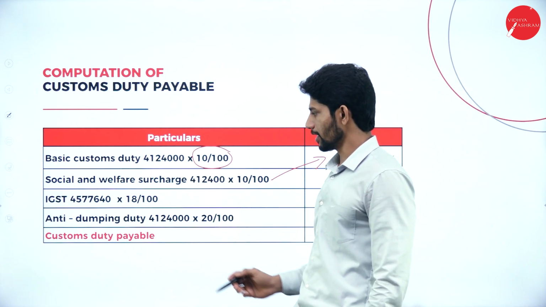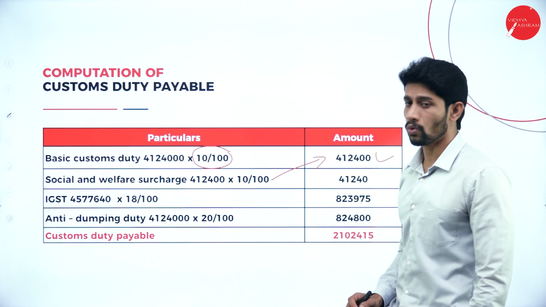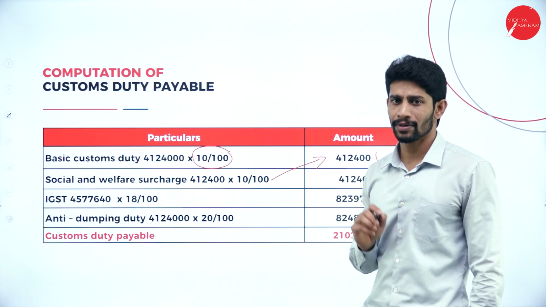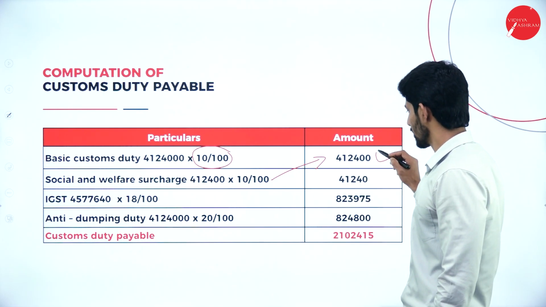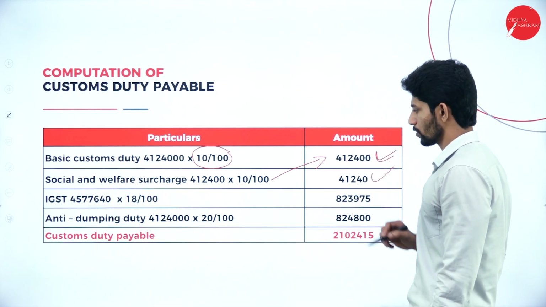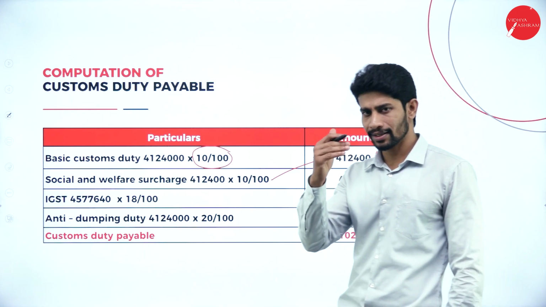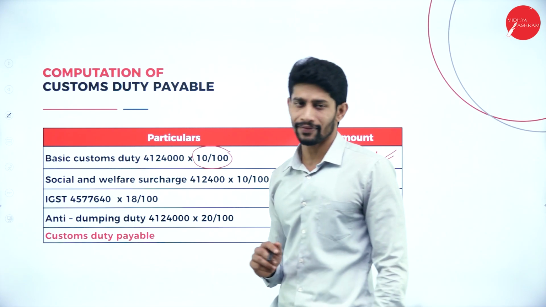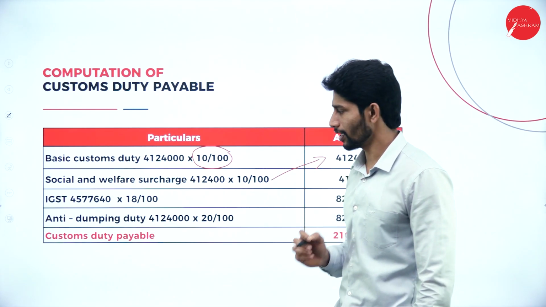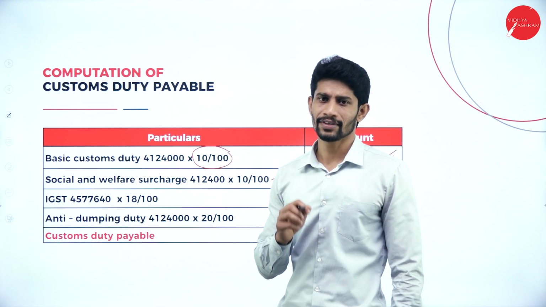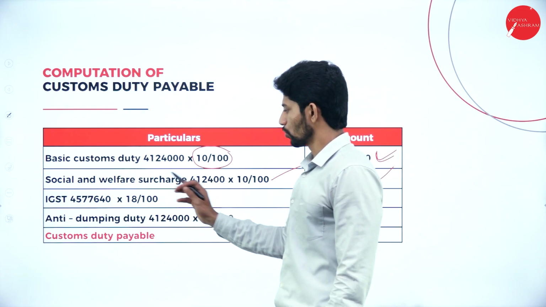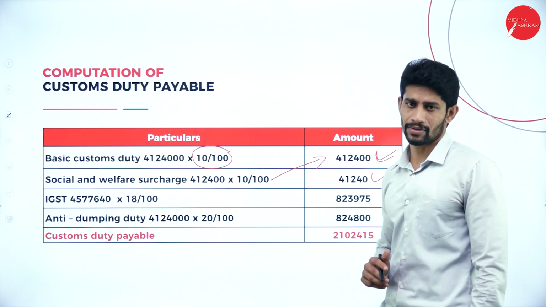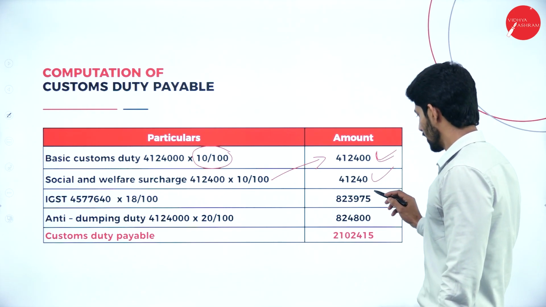Next, IGST. So to compute IGST, what are the components you are supposed to consider? You are supposed to consider assessable value plus basic customs duty plus social welfare surcharge. If you add these three items, you will get 45,77,640. 45,77,640 into 18%. So what is the GST applicable? 18%. So compute 18%.